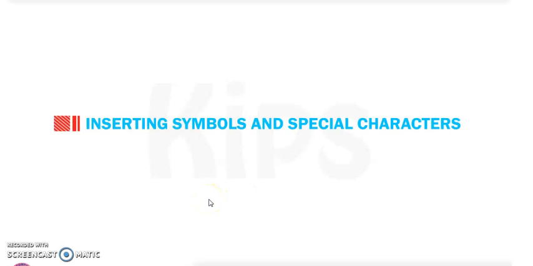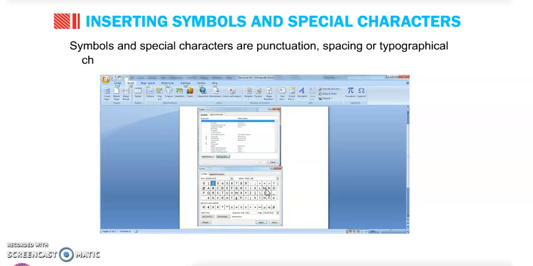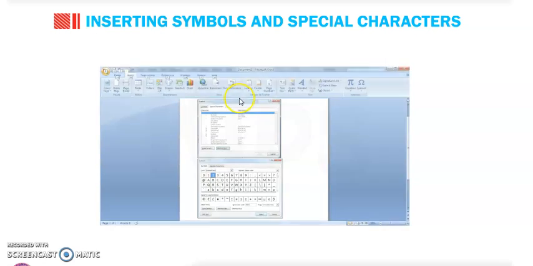Now inserting symbols and special characters in MS Word. Symbols and special characters are punctuation, spacing and typographical characters that are not generally available on the standard keyboard. There are other symbols that are not present on the keyboard, and if we are doing any maths work, we can use these symbols. So they can be inserted from the Symbol dialog box.